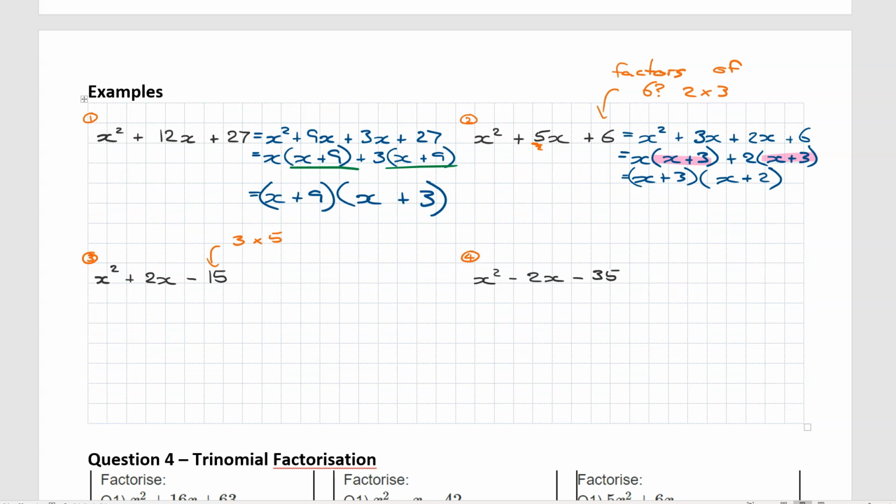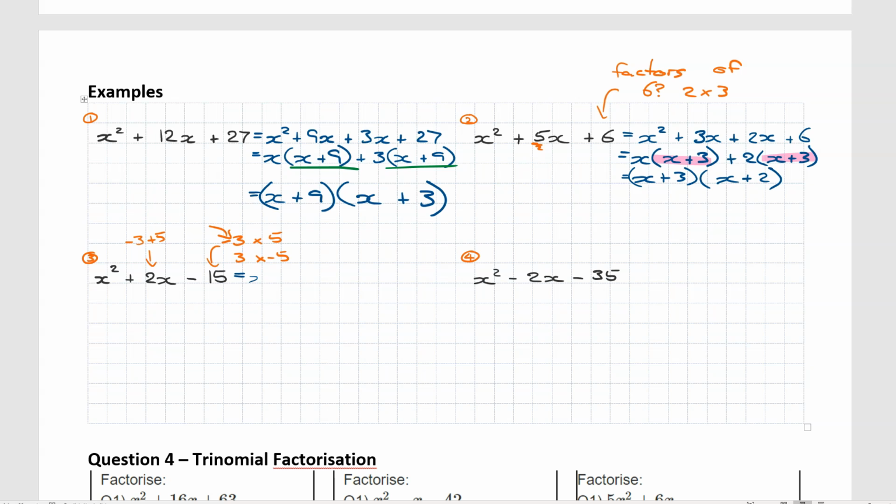Now, we've got a negative here, so this means that there's more factors for the minus 15. We can get a minus 3 times 5, or we could get a 3 times minus 5. Now, look at the 2 here. What are the 2 factors that add together to give a positive 2? And the answer to that is minus 3 plus 5. So this guy over here. So therefore, the factors we're looking at are minus 3 plus 5.